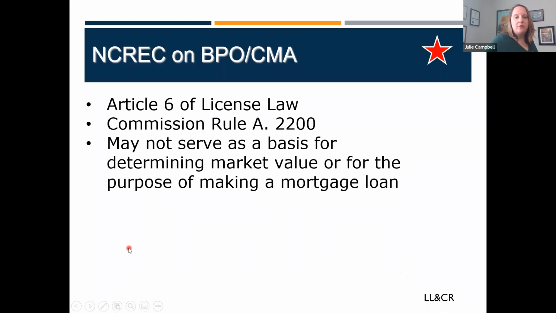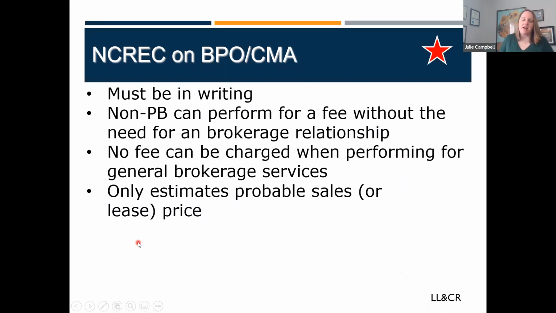Anytime we do a BPO or CMA, the Real Estate Commission says it has to be in writing. Who can remind me what we document? What do we document? Everything. So you're going to keep all the CMAs you do in your transaction file? Everybody shake your head yes.